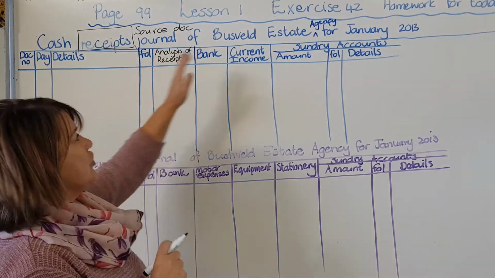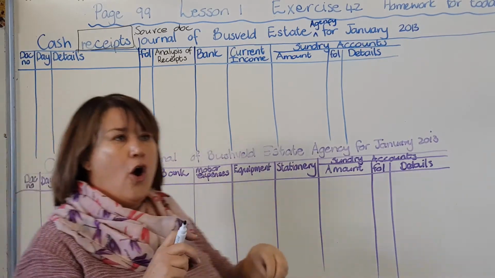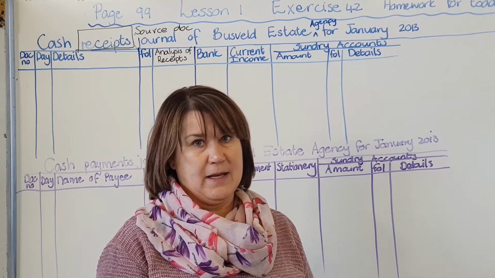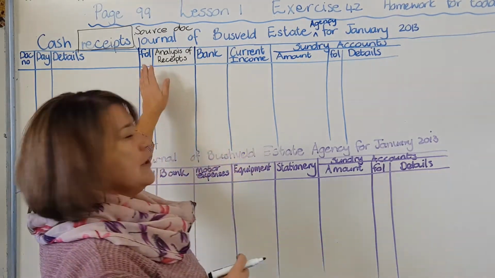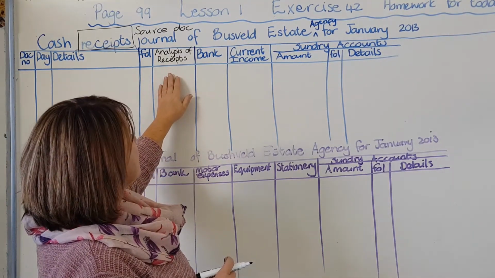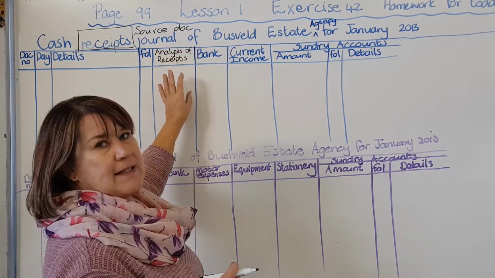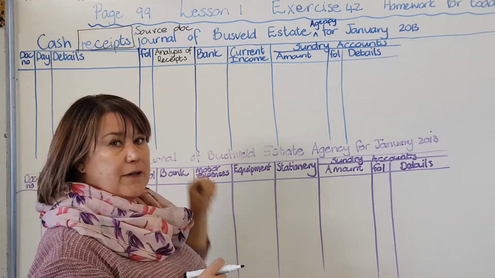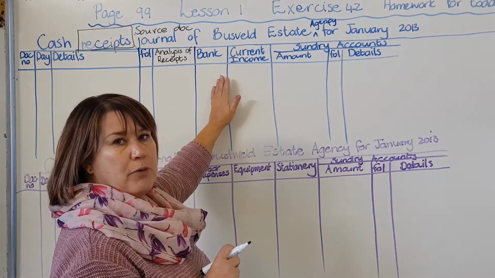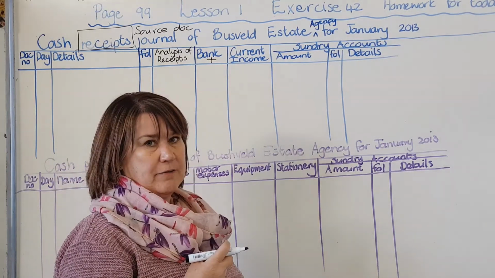Then your day in January that the transaction took place, your details: from whom did you receive the money, or why did I receive money? We'll get back to that now. This folio we'll only use in grade 9. Then we've got an analysis column for your receipts. I've done this in black because I want you to see this is the money that you've received in your business, and now you have to send somebody to the bank to put it into your bank account, so your bank account is going to increase because you've received money.